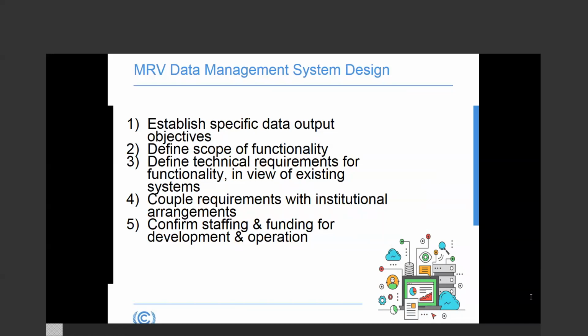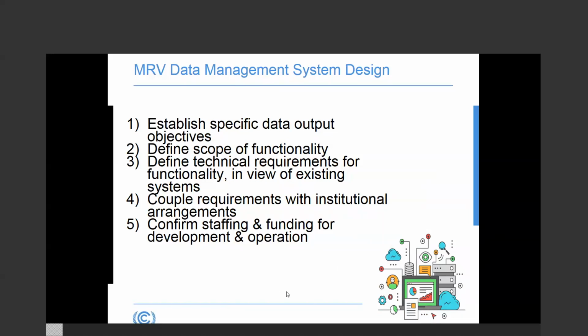Next, we will make a more detailed list of technical requirements for the system's functionality that tells what exactly you need the system to do. Then, we combine the requirements with the institutional arrangements to make sure that what the system is to do is agreed with all relevant people and agencies that would be involved in the system's work one way or the other. It defines their roles and responsibilities in relation to the system, which is a very important part. Finally, we will confirm staffing and funding for the development and operation, so you do not run out of money halfway through.